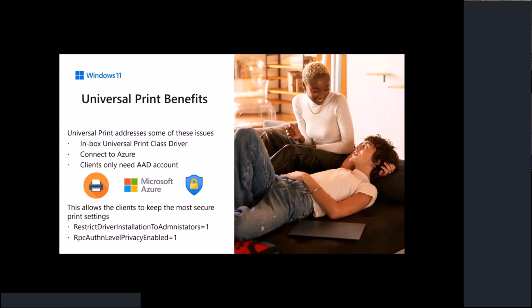Now, what are some Universal Print benefits? The Universal Print class driver is inbox. It's native to our environment today. There are no additional PrintNightmare issues you have to worry about, and the deployment is super simplistic. Everything connects to Azure, so all of your identity management systems that you have today that are connected to Azure, say you might have identity protection and policies in place that say, hey, conditional access, if they're a high-risk user, reset their passwords and stuff like that. All of that is still used within the Universal Print systems today.